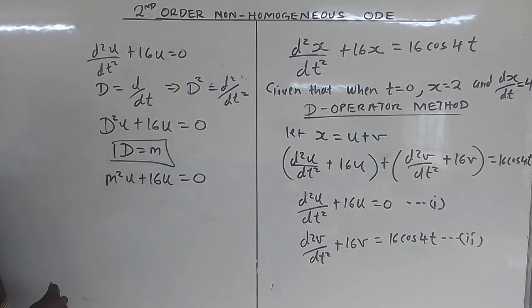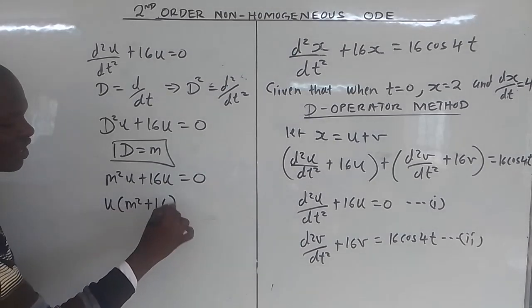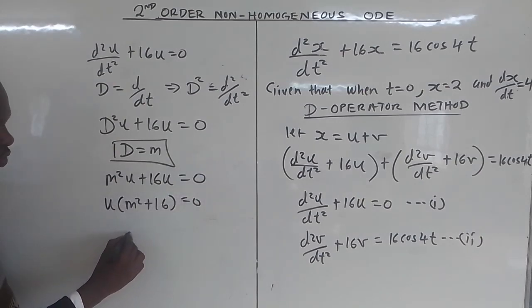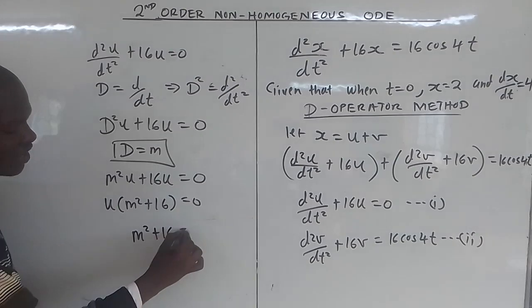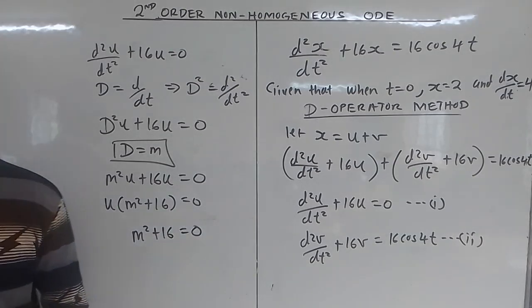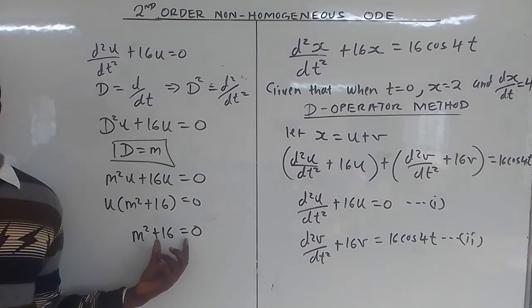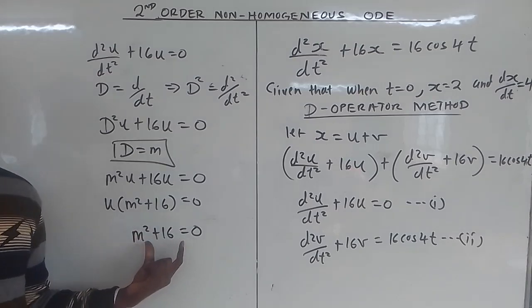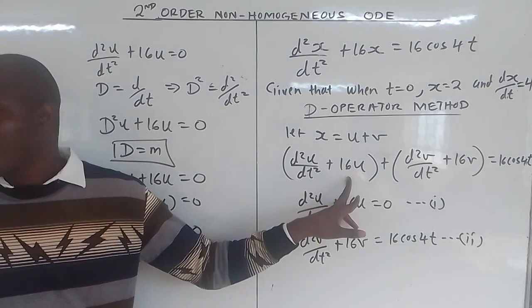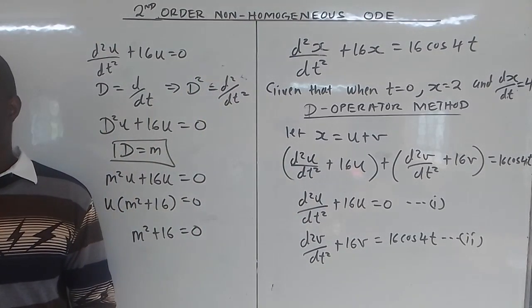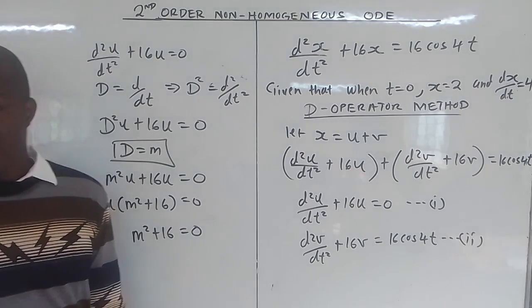So if you factorize out u, you will remain with u into m squared plus 16 is equal to 0. So either u is 0 or m squared plus 16 is equal to 0. So those who understand the concept, it doesn't need to go through all those steps. You just come here directly, isn't it? Are we together? If you understand the concept, you just come to m squared plus 16 is equal to 0 directly from the complementary function, so that you don't waste time with all these steps, okay? But this is general for you to be very procedural, okay? So what do you have?